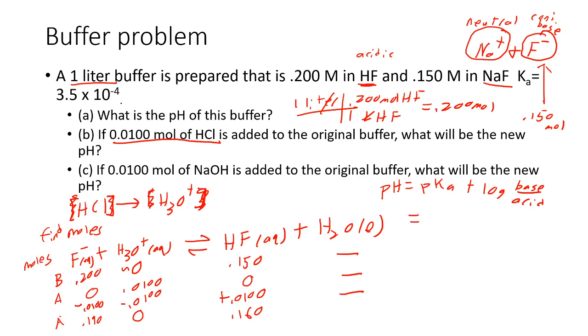So we have a pKa of 3.46 plus a log. As a reminder, when we talk about Henderson-Hasselbalch, we can use moles or molarity as long as we use them the same. So we're going to use moles for each of these. Our base is F-, so that'll be 0.190.